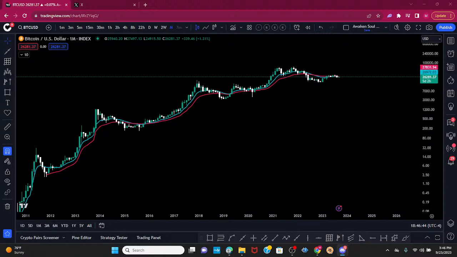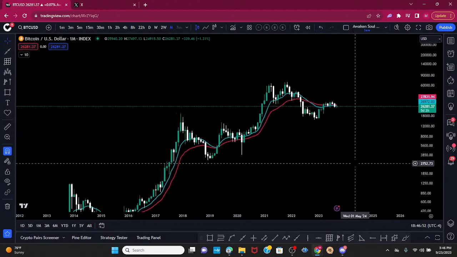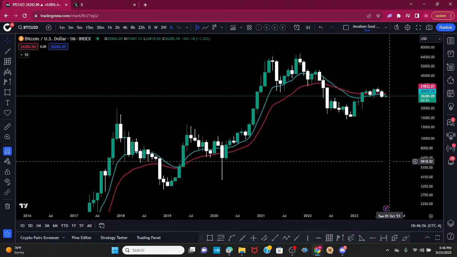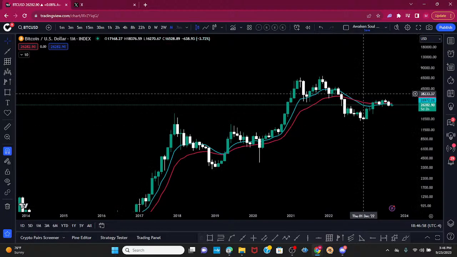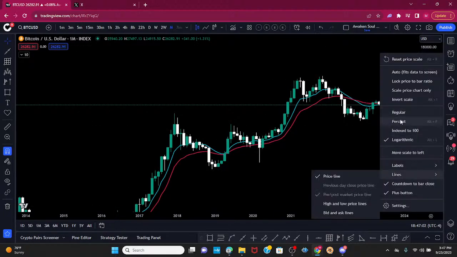Okay, so the first thing is looking at our monthly, right? As a day trader, you want to focus on your range. So I do use the 12 26 EMA. I do use the index chart. I do set my chart under the log scale.